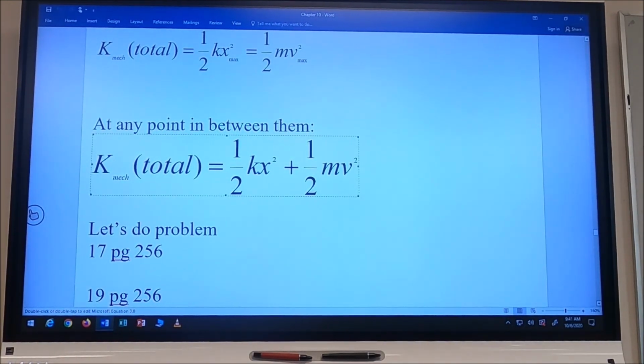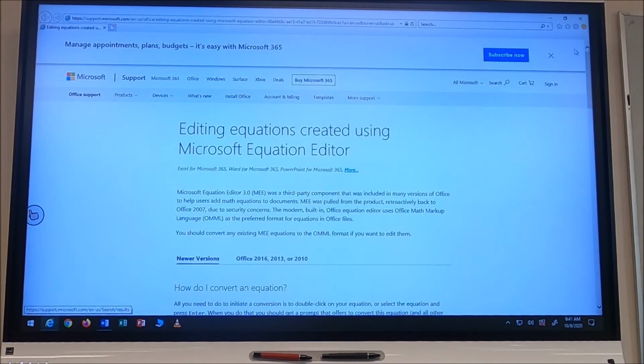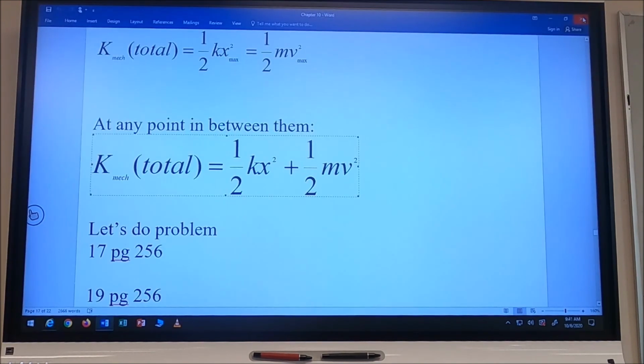Let's see if I can get this fixed right now. Okay, I'll have to do that on my own computer. Close that down. I'll have to go in and fix that on my computer. I'm not at my computer.